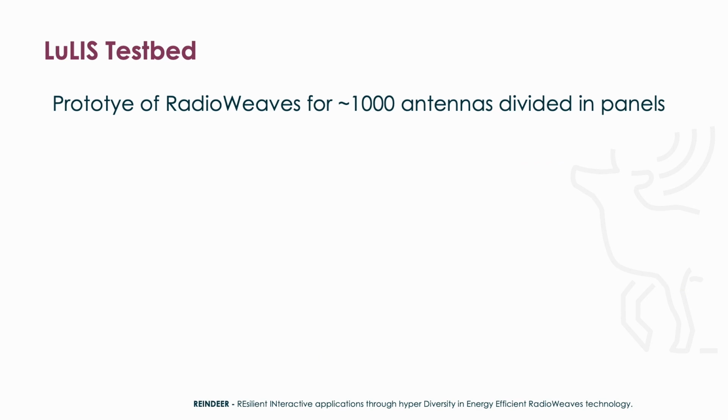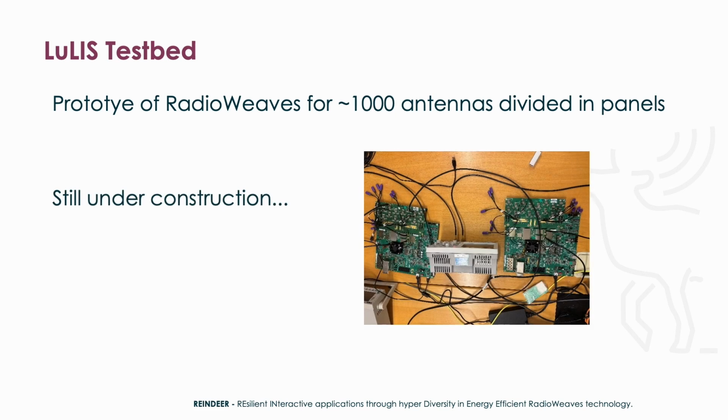We will consider the Lulis testbed, which is a prototype of the radio waves architecture designed to support a total of roughly 1000 antennas distributed into panels. Unfortunately, the full prototype is still under construction, but the current modules can still be used to obtain the latency information associated to the main sources of latency.